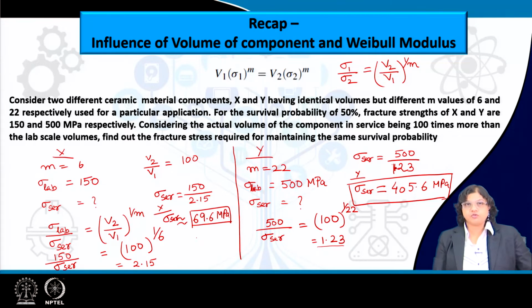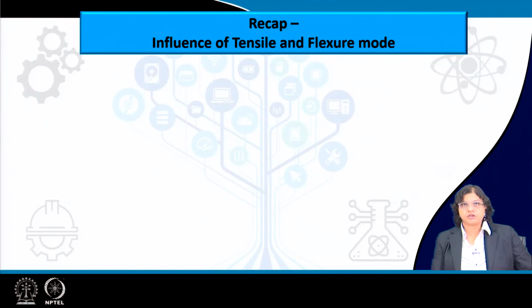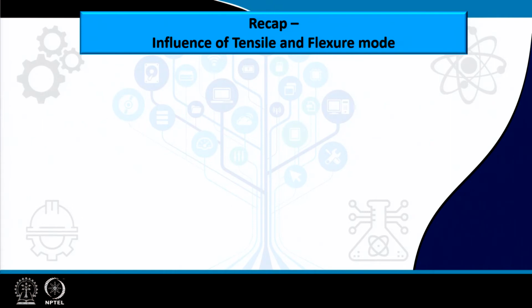So, with this we will move on to another problem that we have discussed in the last lecture, which is the difference in the fracture strength values if we are changing the mode of loading, right. So, for tensile or flexure mode of loading, we have seen that the flexure mode always gives us higher fracture strength in comparison to that for tensile loading, although we consider similar values of gauge length or span length for both the tensile and the flexure mode.